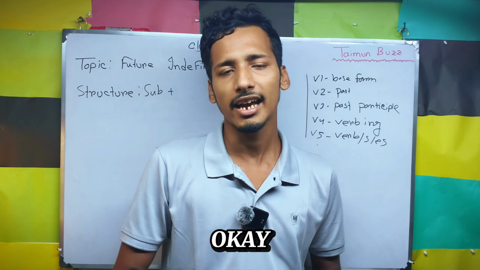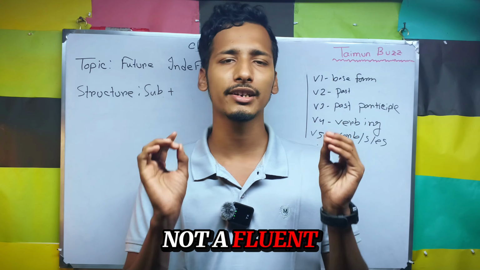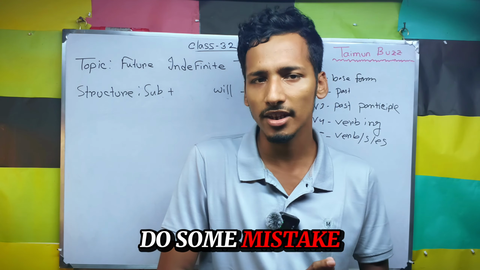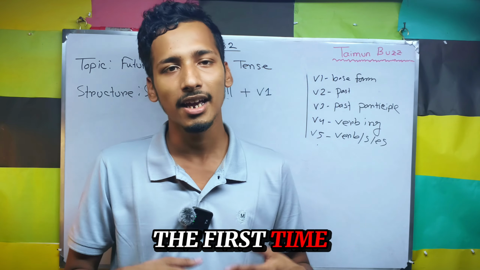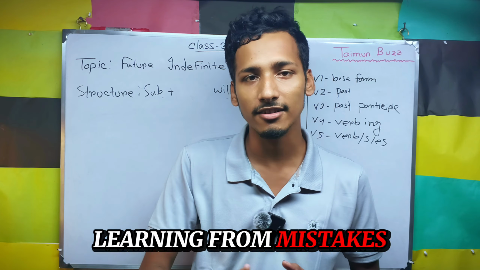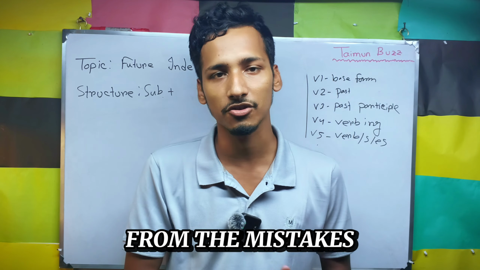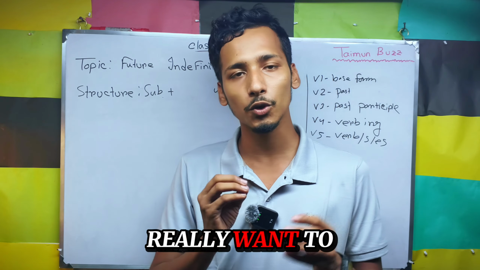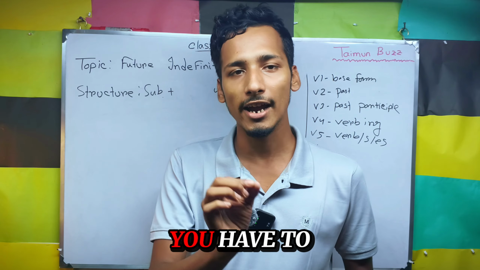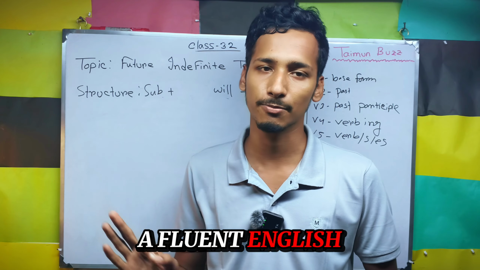Let me tell you these things. I'm not a fluent English speaker, so I may make some mistakes. It's enough. At the first time, I can make lots of mistakes. But when I'm learning from mistakes, it's a big thing. The learning is strong. Why? Because I'm learning from the mistakes. So if you really want to be a successful person, if you want to be a fluent English speaker, you have to make mistakes. By learning from mistakes, you can be a fluent English speaker.